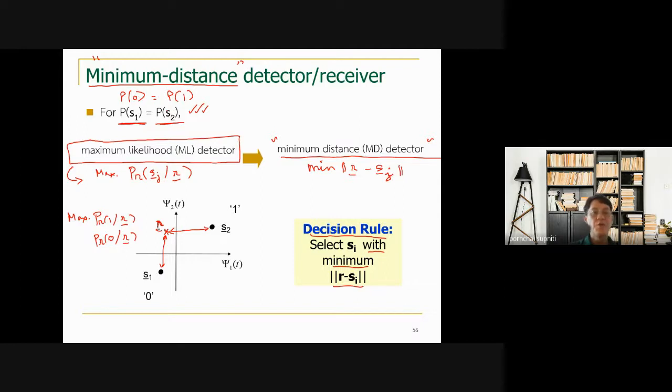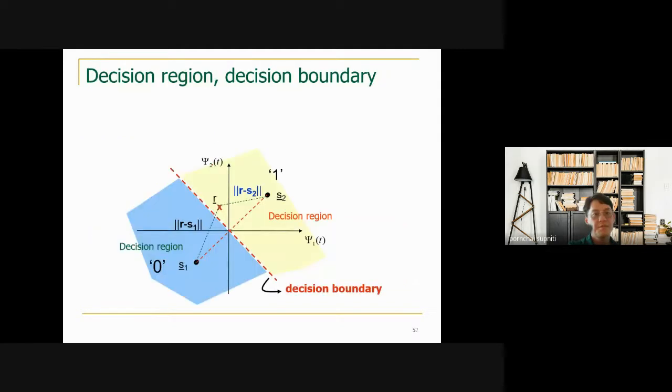But when we have this different assumption, we can have minimum distance detection as a subset of the maximum likelihood detection. So maximum likelihood is more of a probabilistic point of view, but minimum distance is more of a geometric point of view. If you take a look at the vector plots, we can view the problem like this. S1 and S2 are the transmitted symbols or vectors. What we can do is look at the decision in terms of decision regions and boundaries.